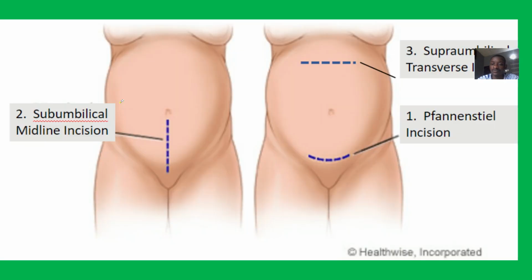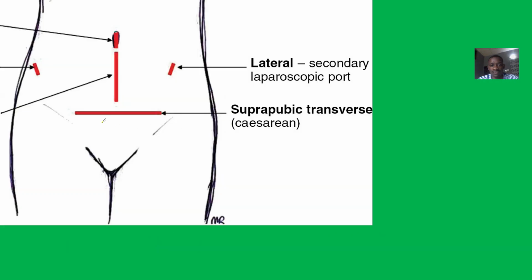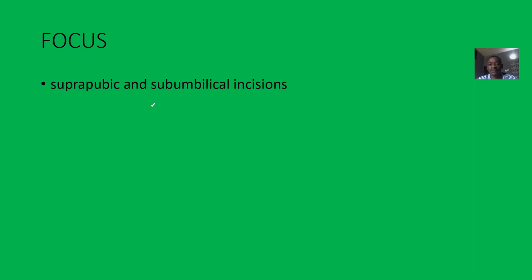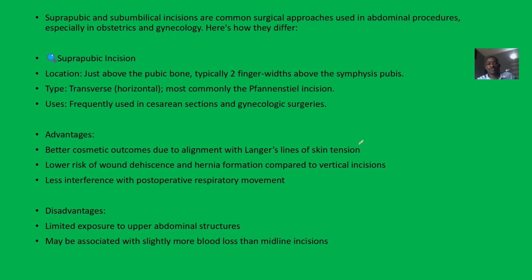So for suprapubic, of course, is above the genitals. Then subumbilical should be under the umbilicus. So any incision down here, any incision at this region that is under the umbilicus. These ones are common surgical approaches if you want to do any abdominal surgery. You use these two. They mostly use them in obstetrics and gynecology.